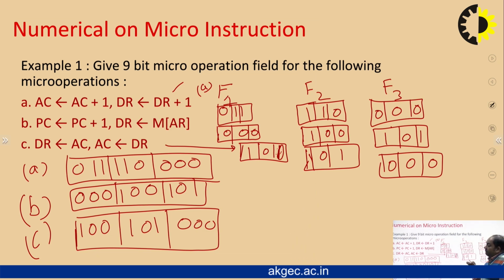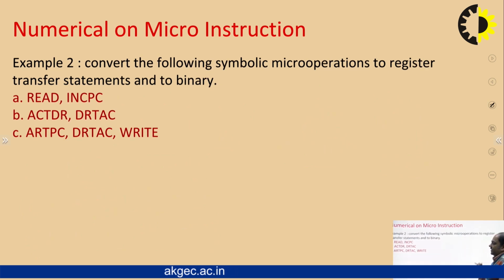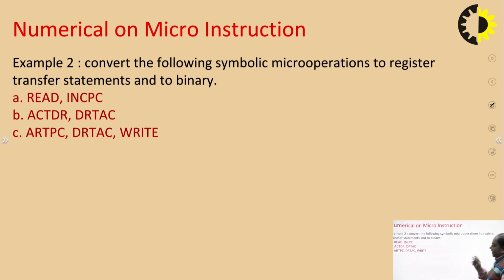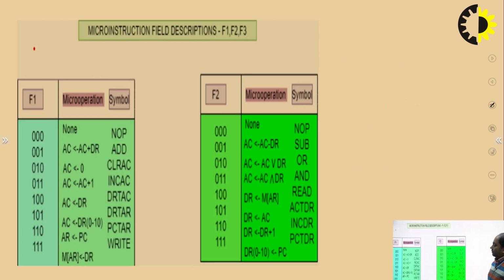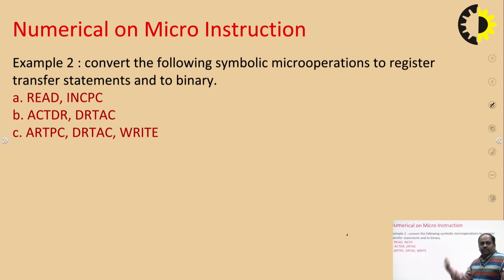Now suppose these micro operations are not given and you are given the symbols, like in this example. In this example we have the micro symbols read, increment program counter, accumulator to data register to accumulator, address register to program counter, data register to accumulator, and write. In the same way we have to solve it for F1, F2, F3.